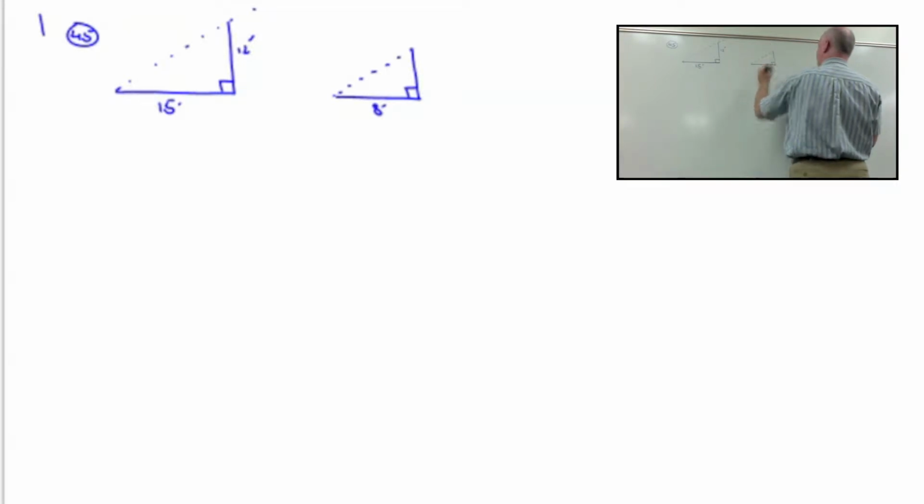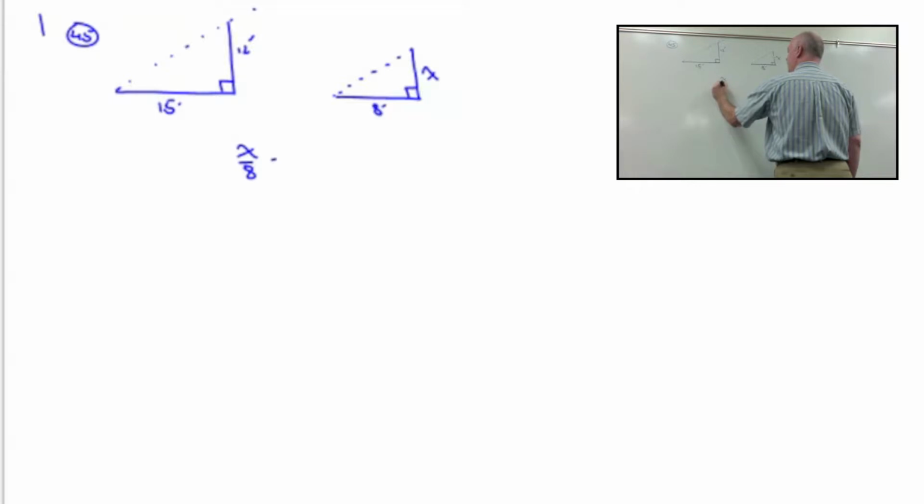What are we asking for? The height of the other wall, right? So you put an x here because we have no idea what it is. Okay, set up a proportion. So x over 8 equals 12 over 15.